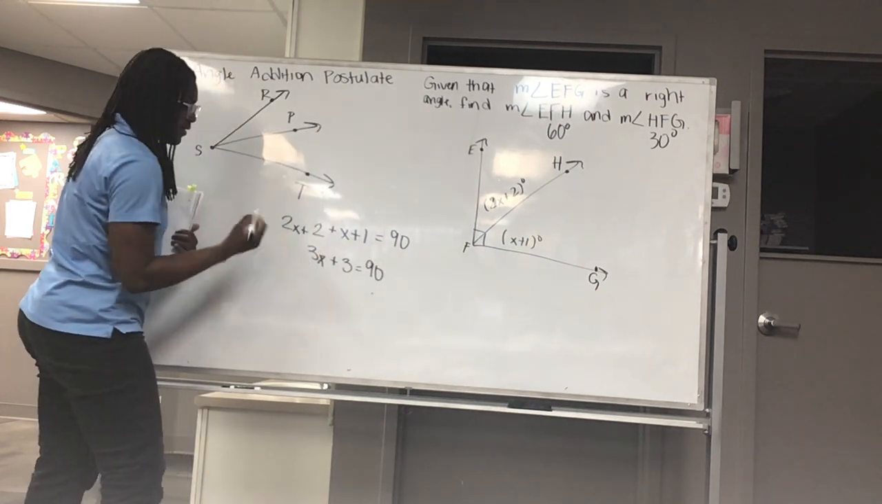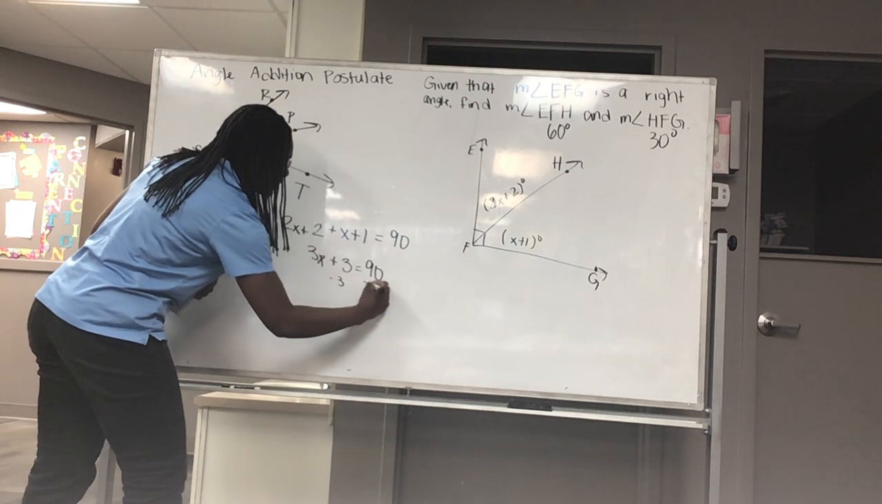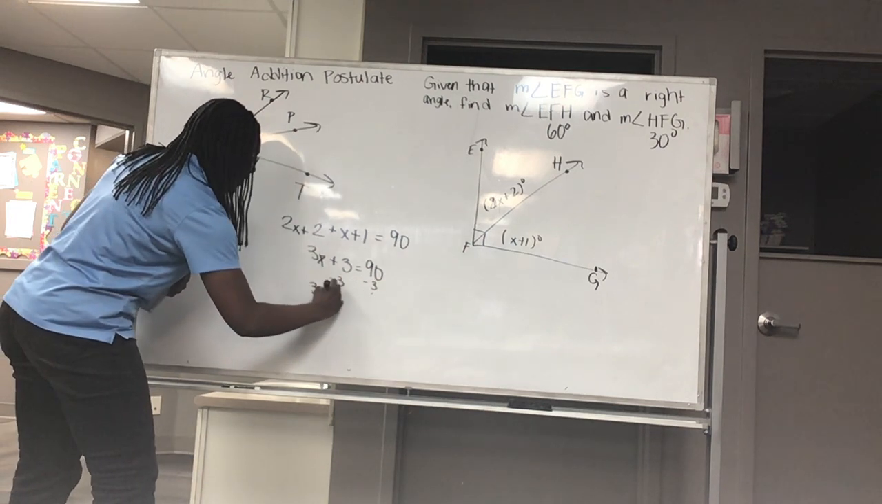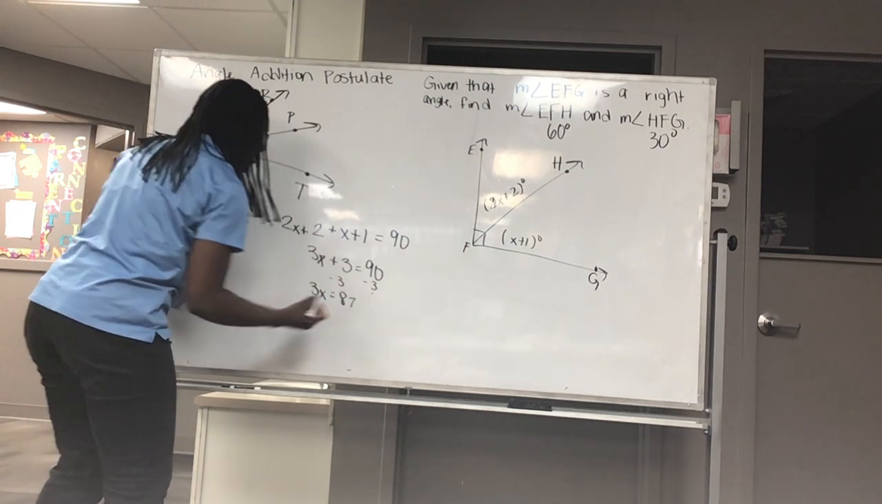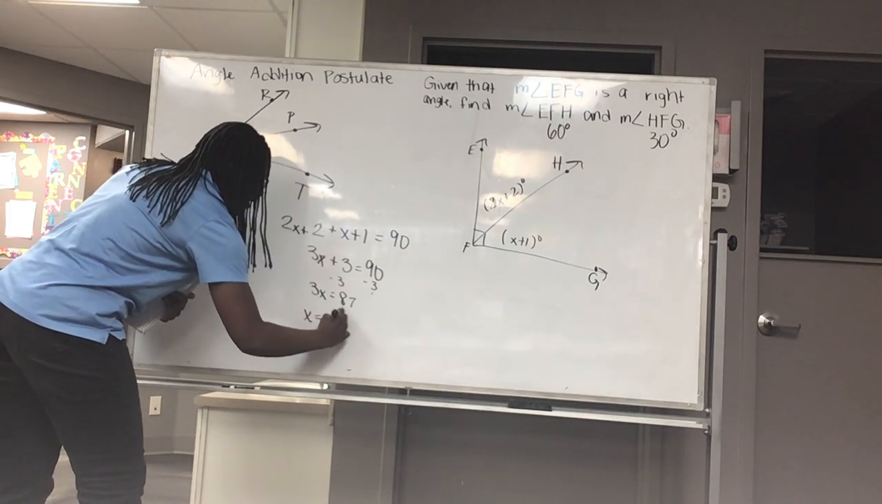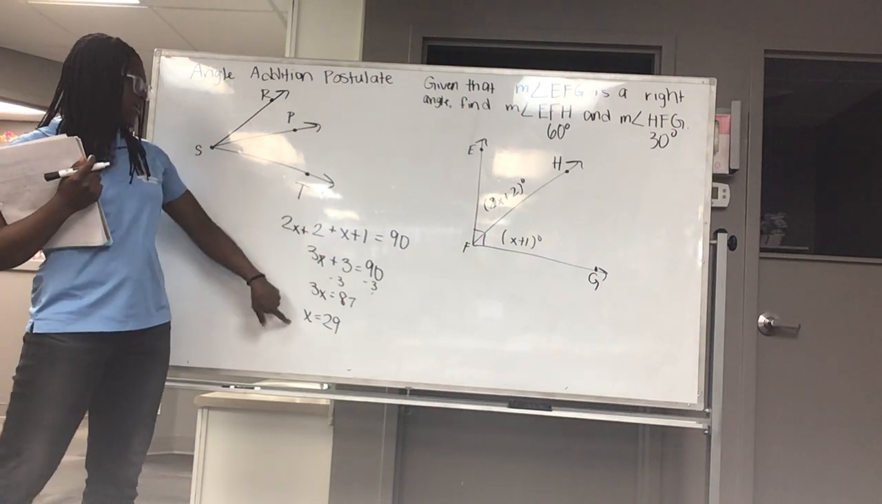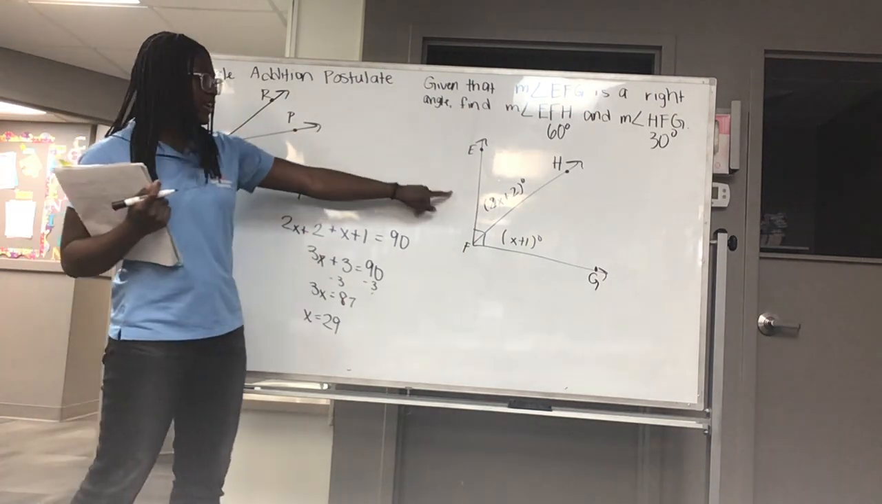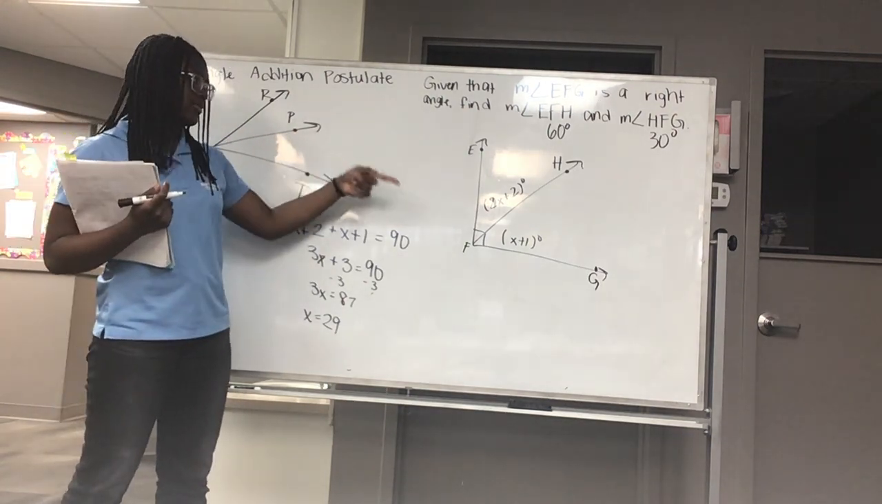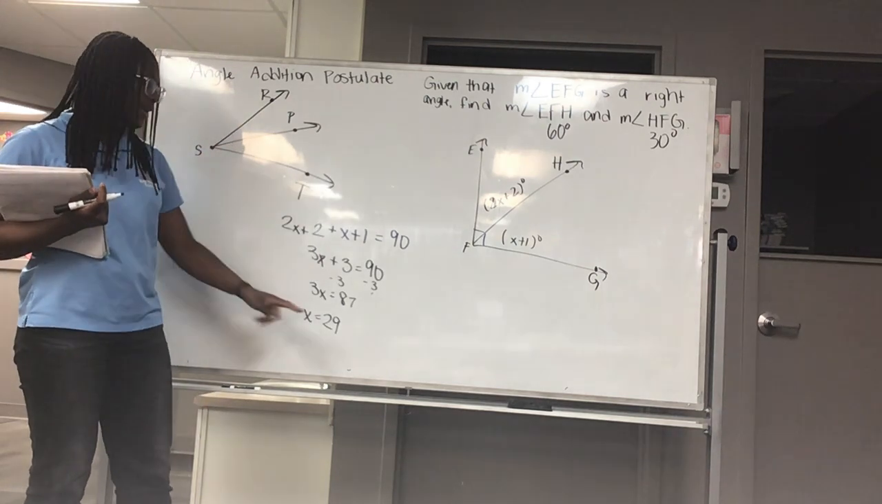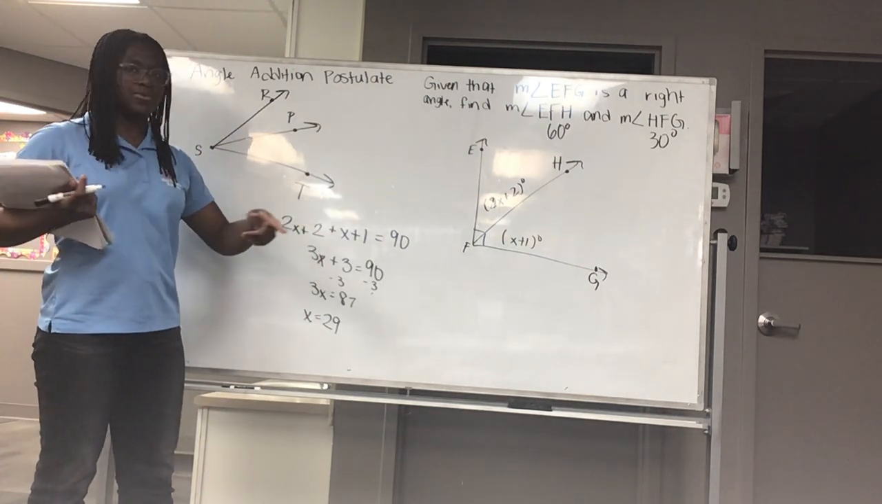equal to 90. Subtract 3 on both sides. 3x is equal to 87. And then for x, you should get 29. And then from there, you'll plug into your original expression. So 29 into 2x plus 2, you should get 60. And then 29 into x plus 1, you should get 30.